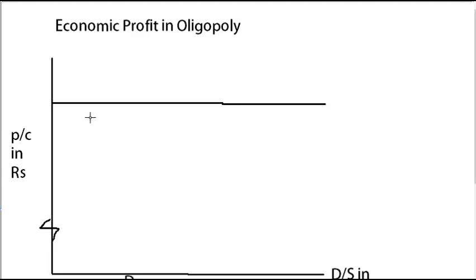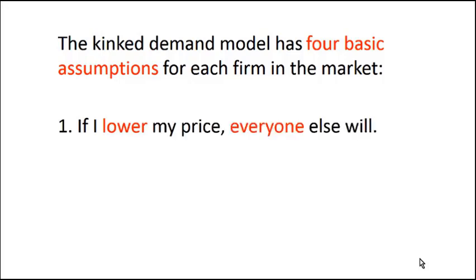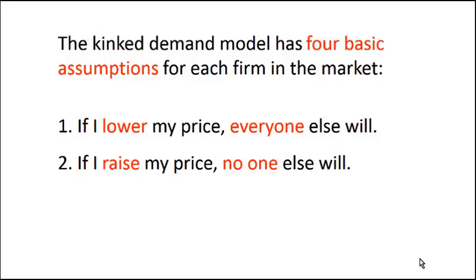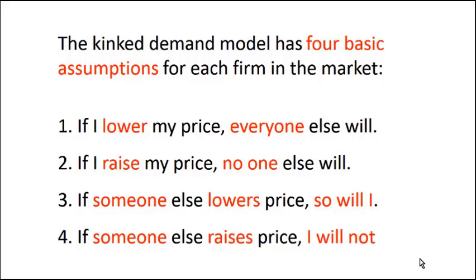The kinked demand model has four basic assumptions for each firm in the market. First, if I lower my price, everyone else will lower their price. If I raise my price, no one else will raise their price. If someone else lowers their price, I will too. If someone else raises their price, I will not. An interesting implication of these four assumptions is that the demand curve has a kink at the prevailing market equilibrium price, as you can see in the graph.